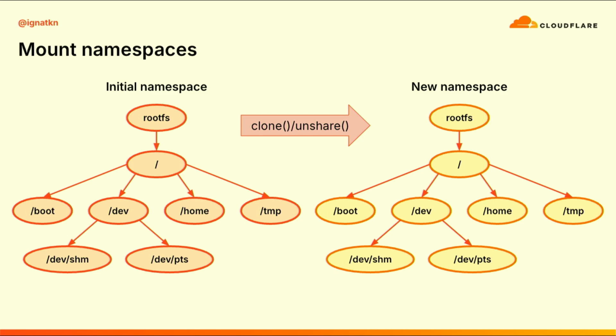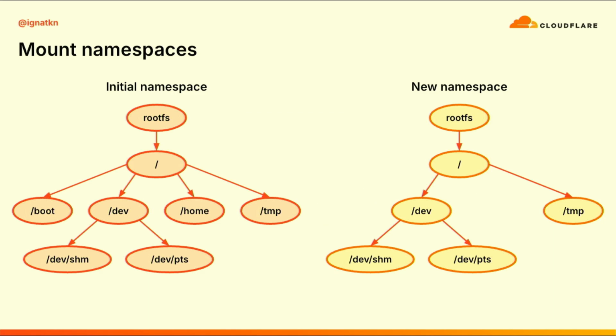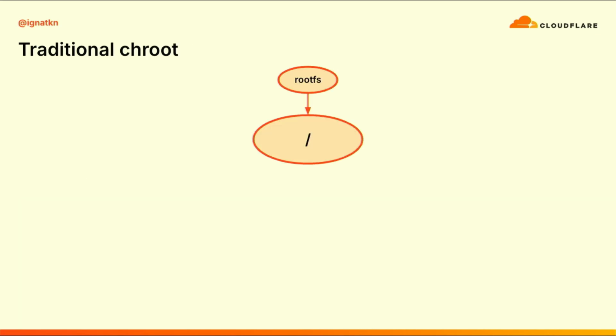The nice thing about it is that you can operate on this mount tree without affecting the parent mount tree, the initial mount tree. So you can unmount file systems, you can mount new file systems. Why is it used? For example, in containers, it's used to limit the access of applications to file systems.